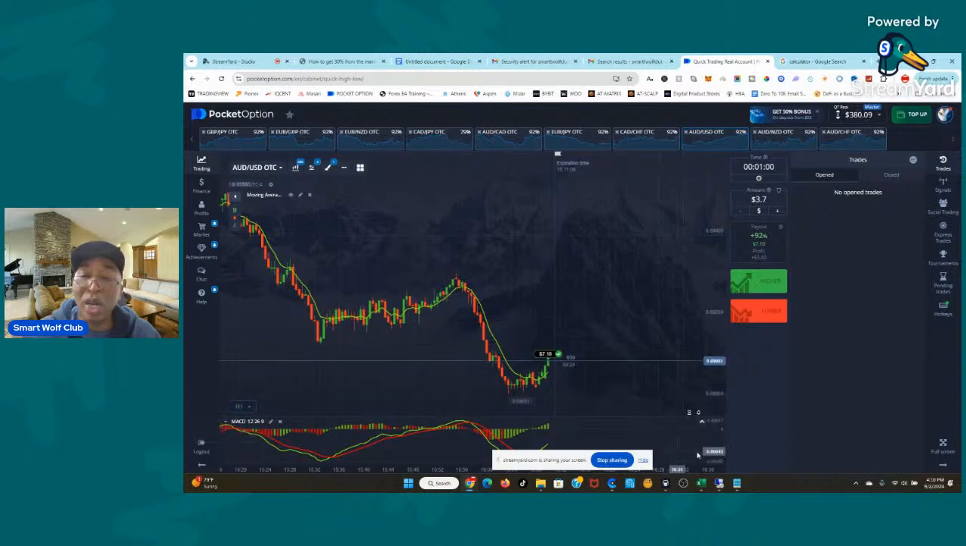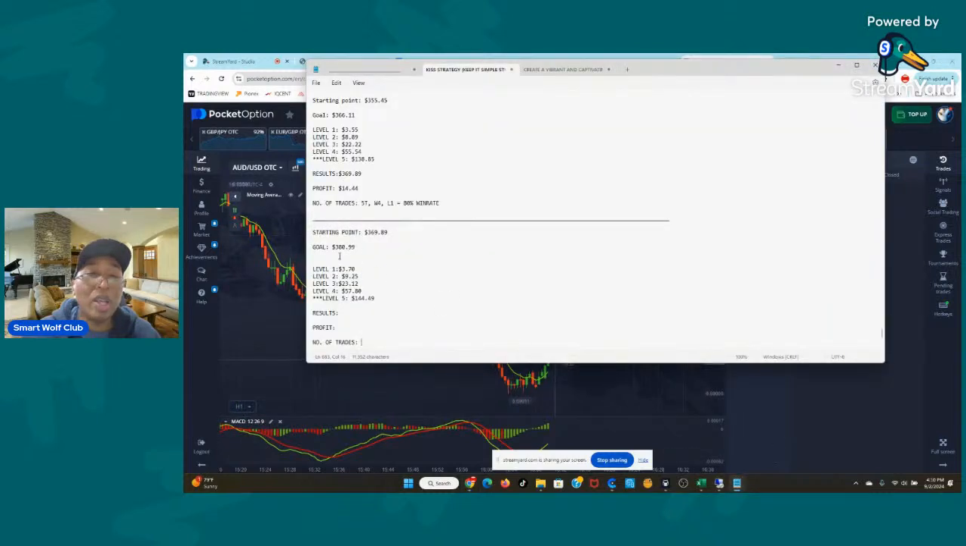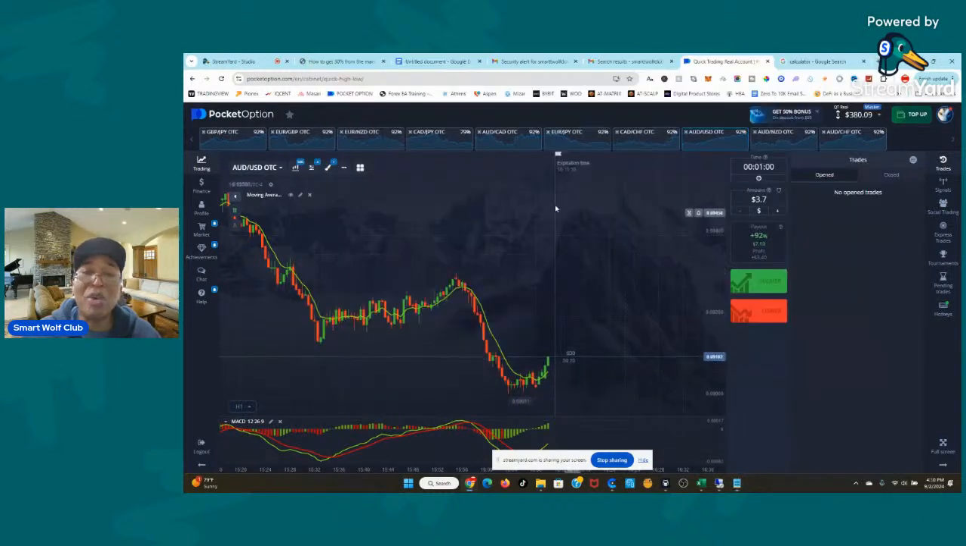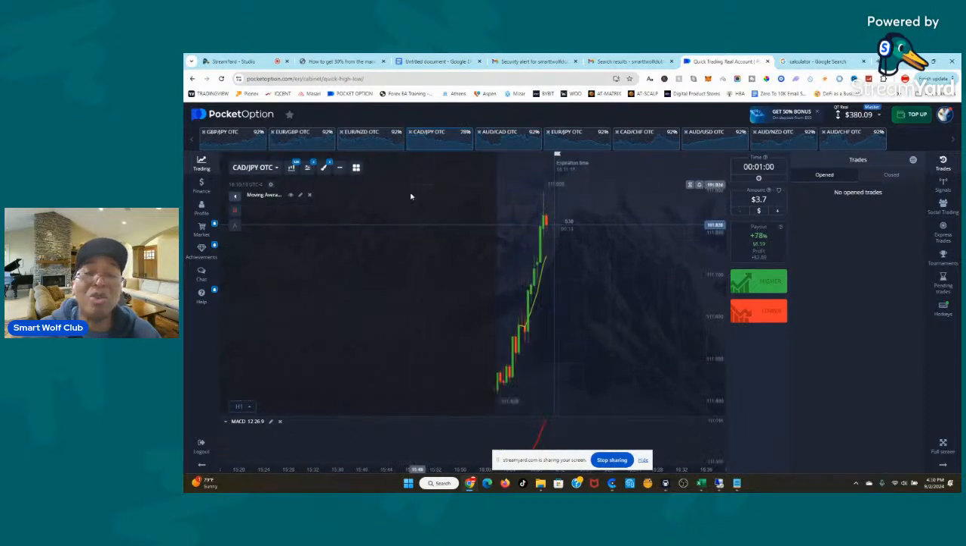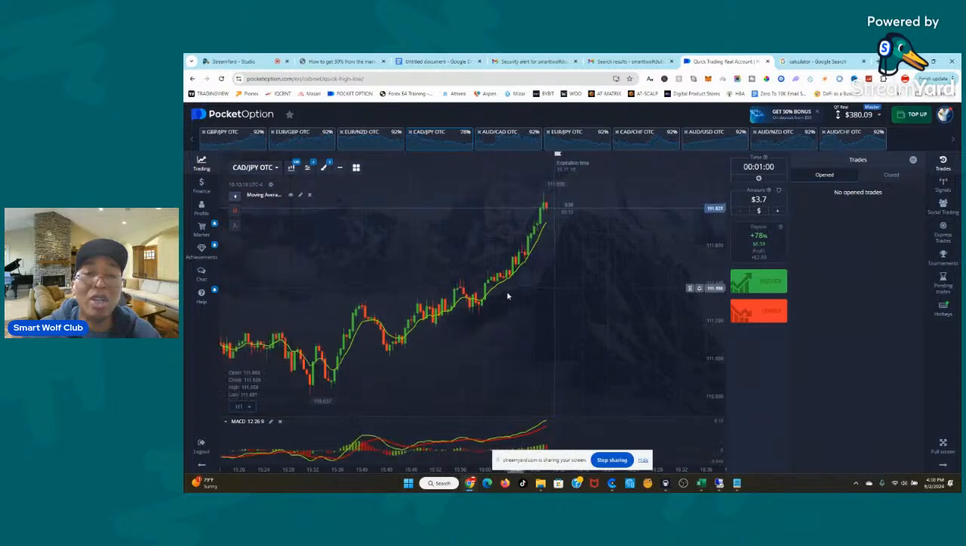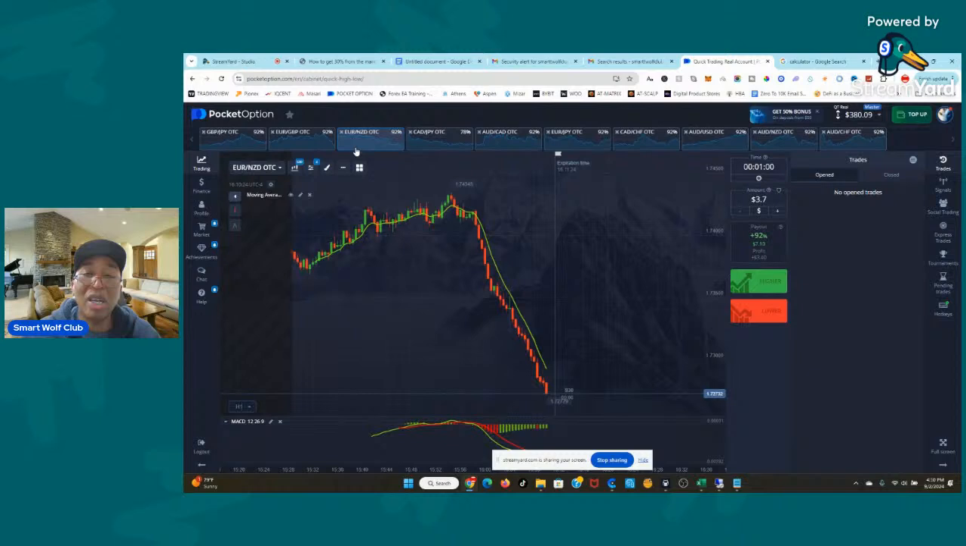Boom, 380.09. What was our goal? 380.99. So we're going to have to take one more trade, and we're still using level 1. Our level 1 has done so well today. It was never breached, no losses, and therefore we just took that small risk. We don't want to risk any more than necessary.